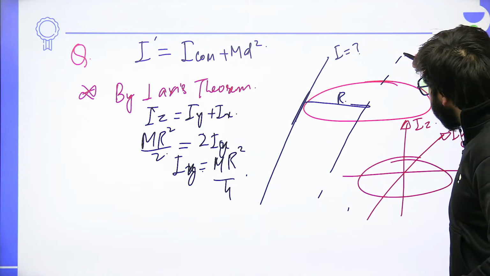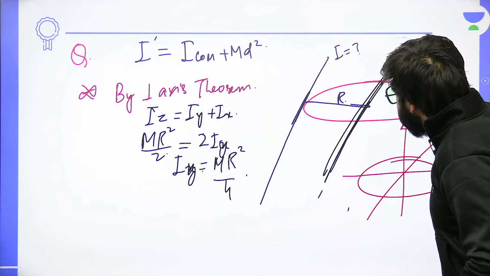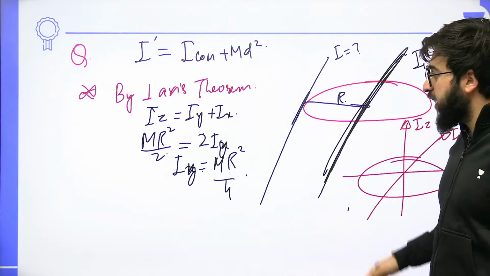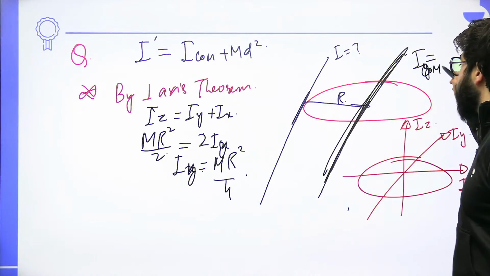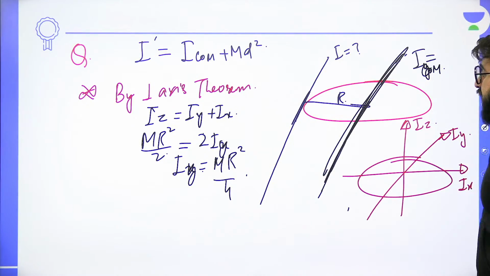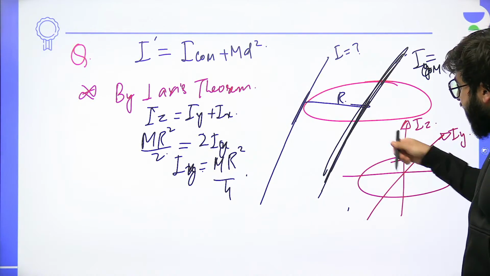So you got the moment of inertia about this axis exactly. How much is that? I is equal to, I for example say Iy or ICOM. This is also COM. Why? Because this is passing through the center of mass. Understand?